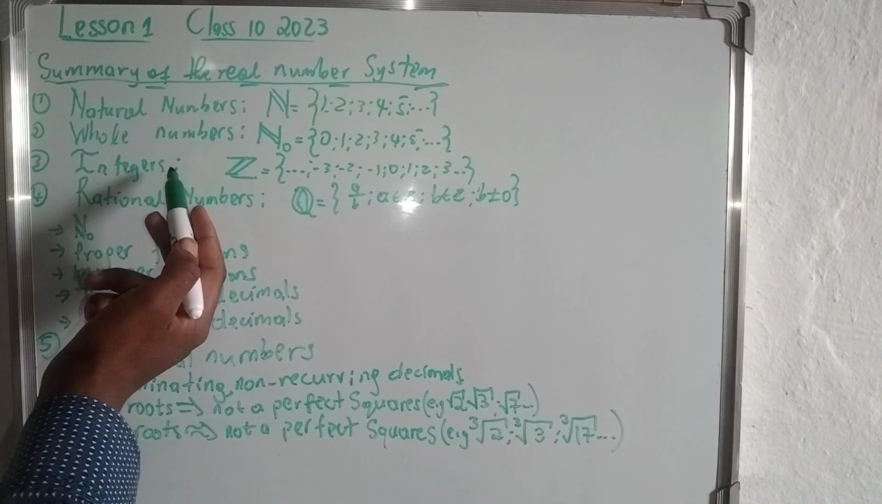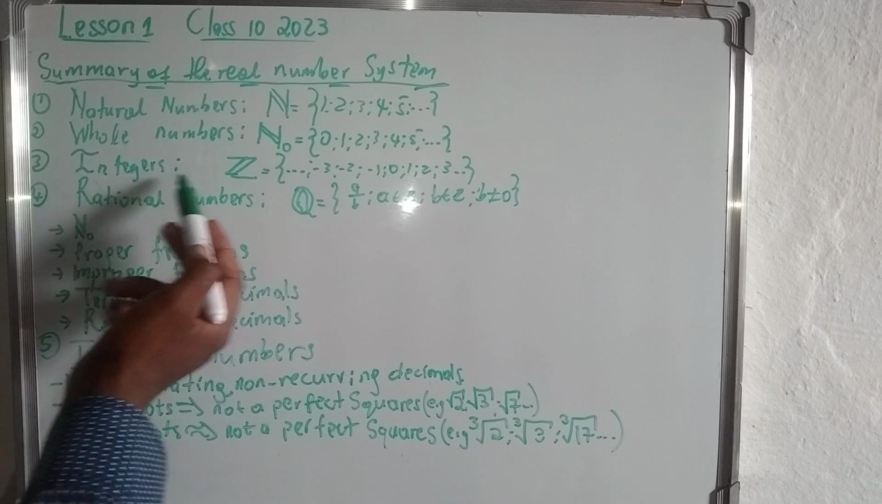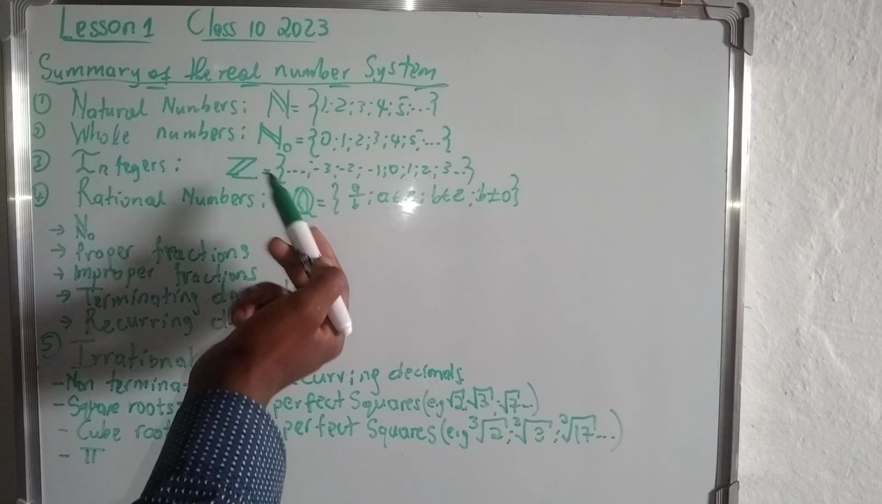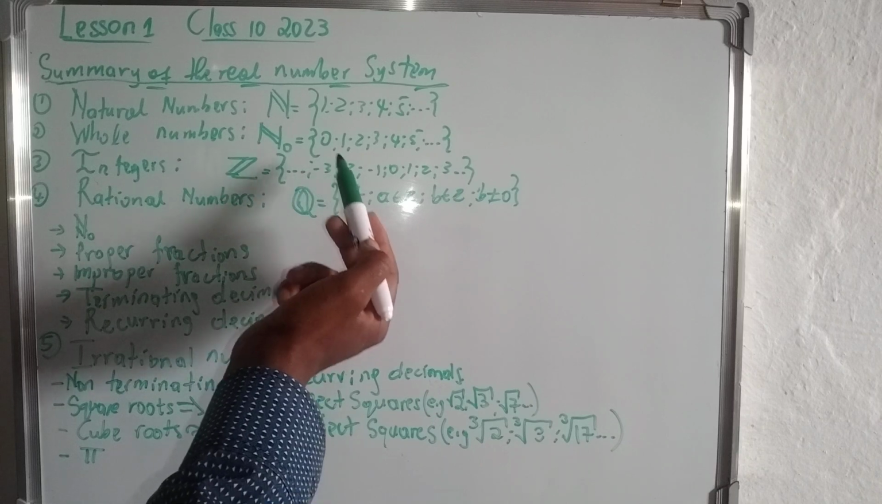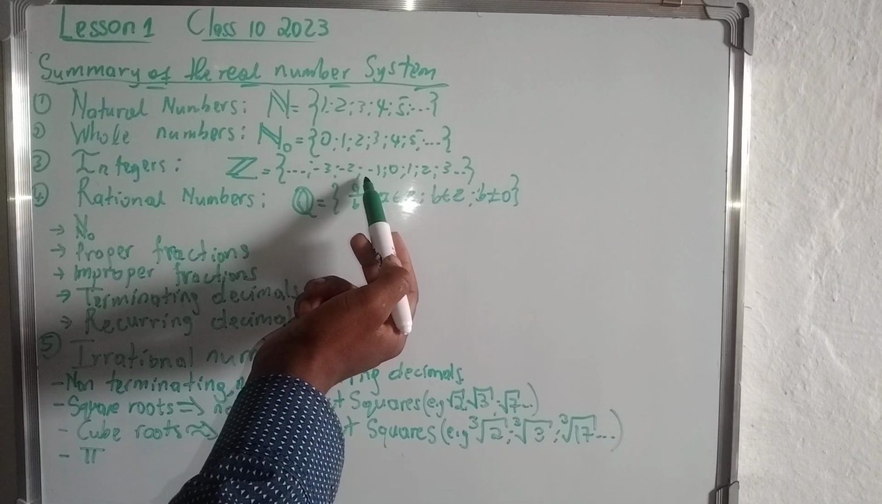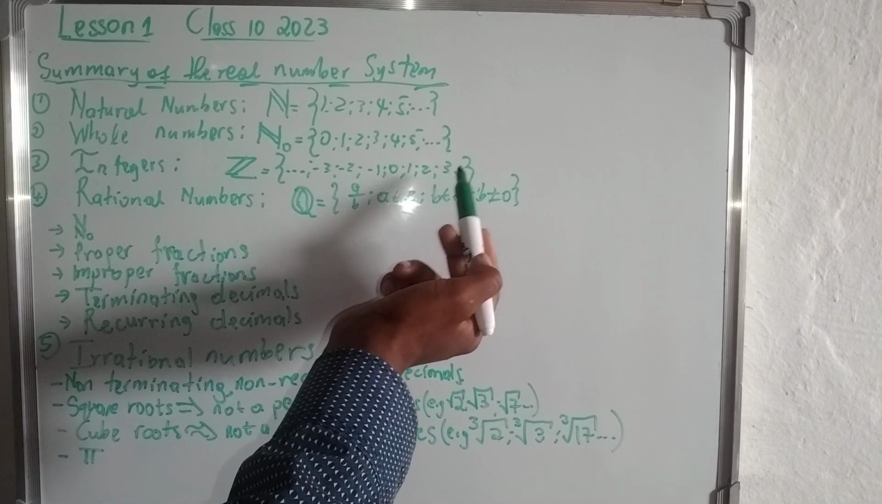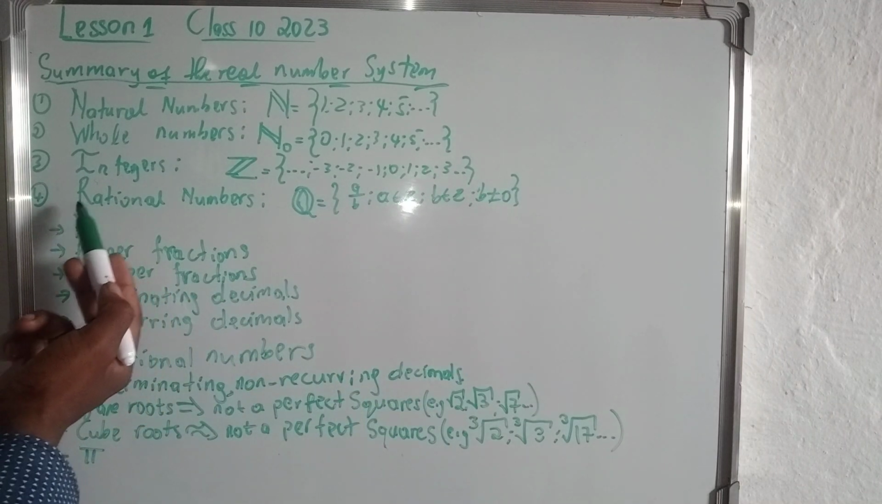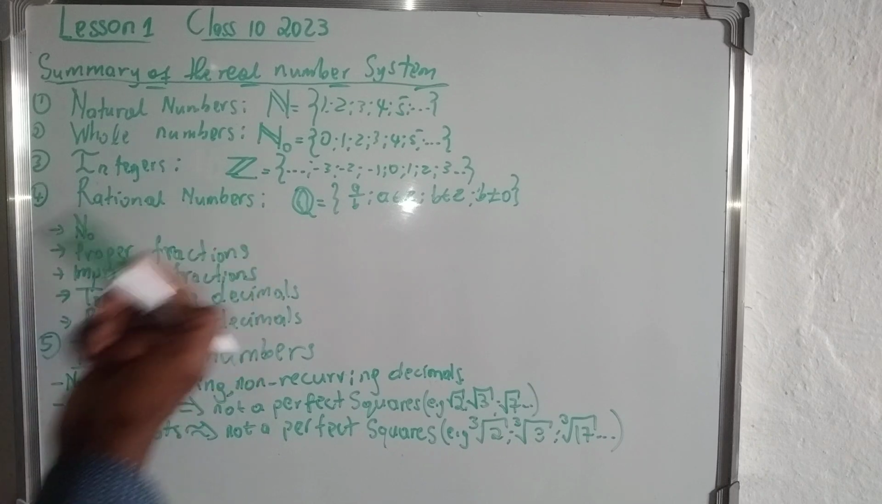And then the third one, we have integers. Here's the symbol for integers, and integers are starting from -3, -2, -1, 0, 1, 2, 3 and so on. And then number 4, we have rational numbers.